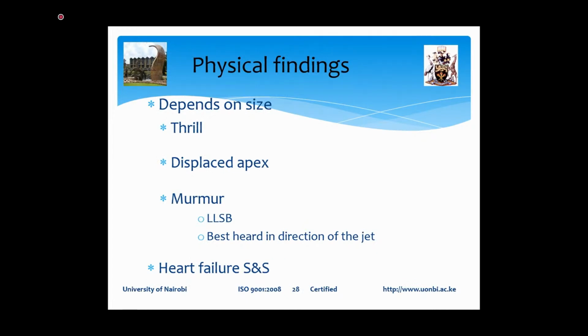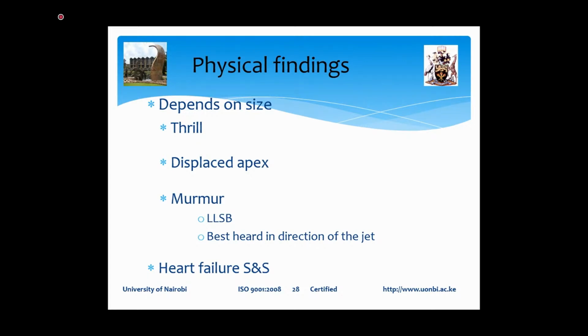What do you find? Well, when you examine, it depends also on the size. You might find a thrill if the VSD is small and there's a murmur. Because of the left ventricular enlargement and or hypertrophy, you might have the apex beat displaced. It just means the heart is enlarged. The murmur will depend on the size of the VSD. It is usually on the left lower sternal border and it is systolic. Best heard in the direction of the jet.